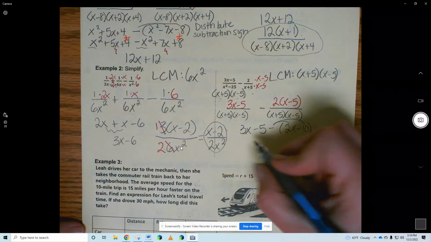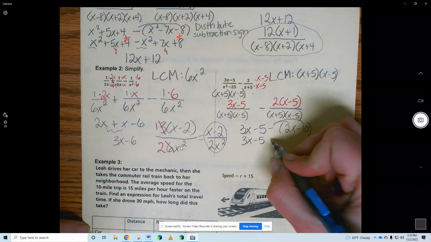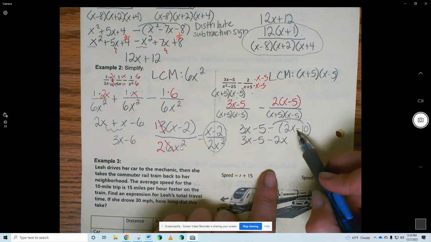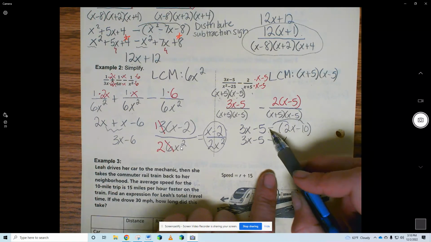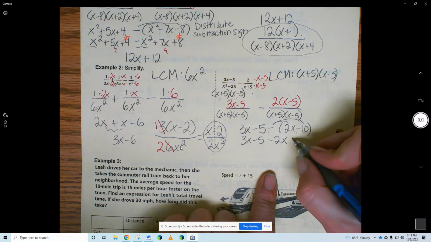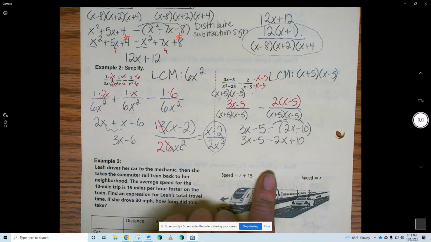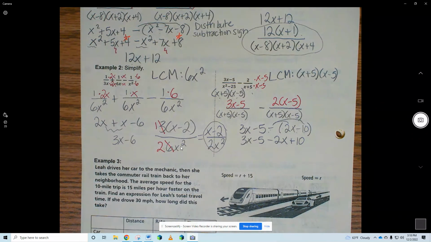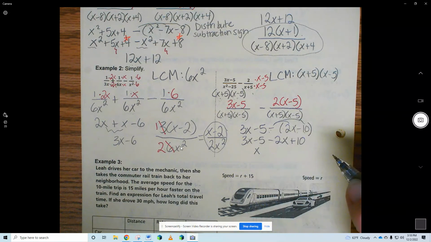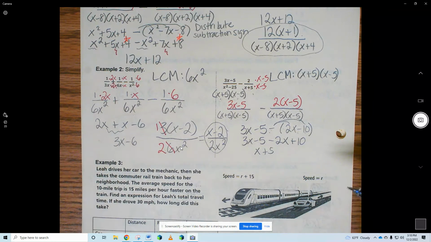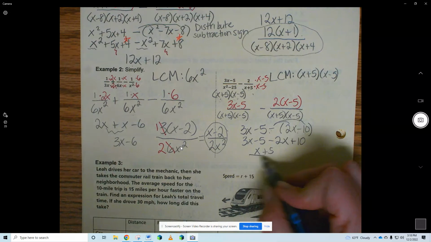3x minus 5 minus 2x. Subtract negative 10. Be careful. Subtract negative 10. Does it become a plus? Yeah. Now combine like terms. Whew, finally my numerator is simplified. Now let's put the denominator there, please.